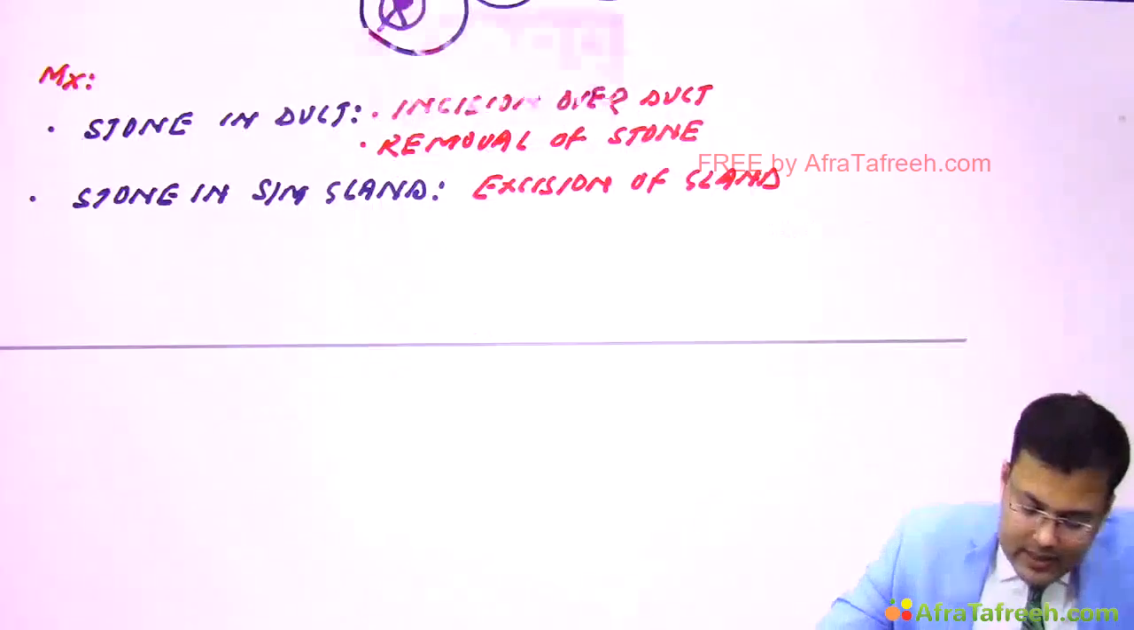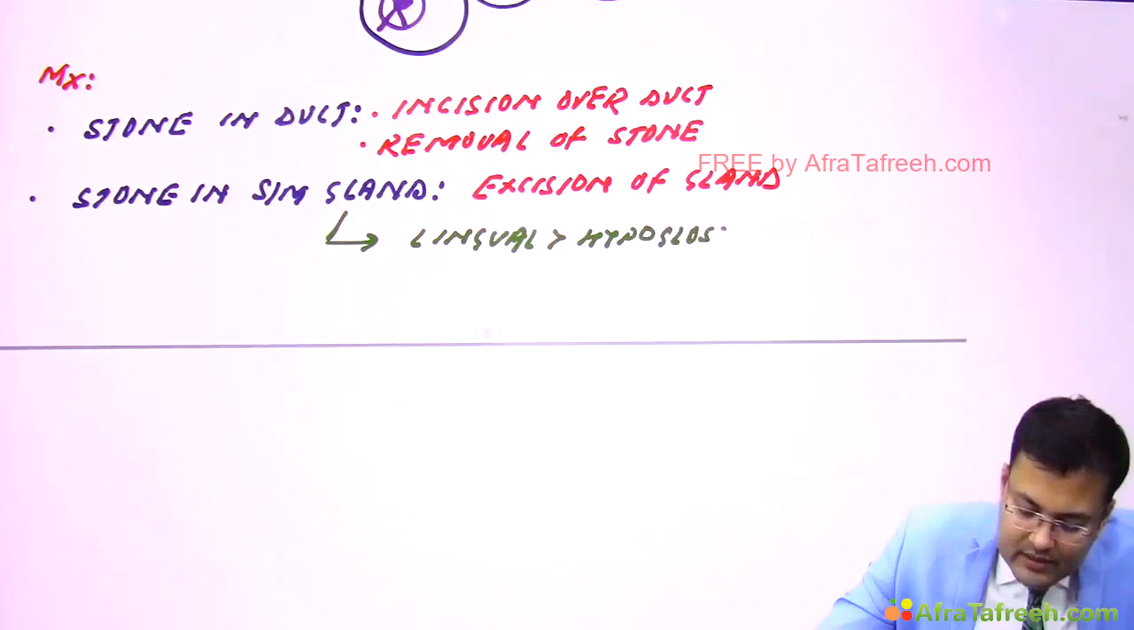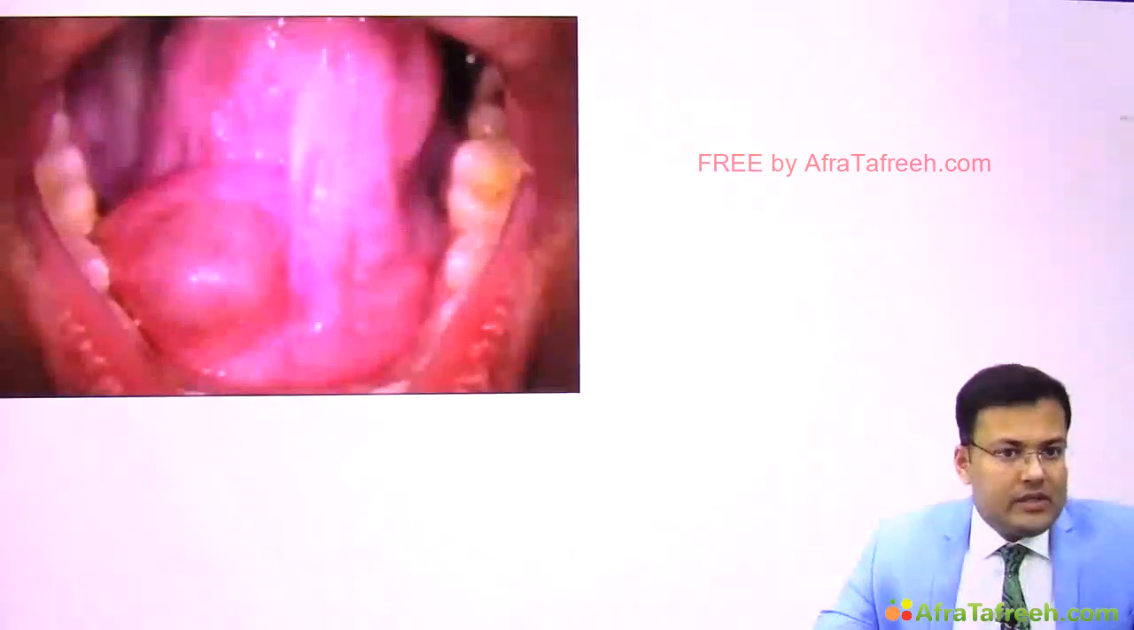Now comes the question: what is the most commonly injured nerve during excision of the submandibular gland? The most commonly injured nerve is the lingual, followed by the hypoglossal.